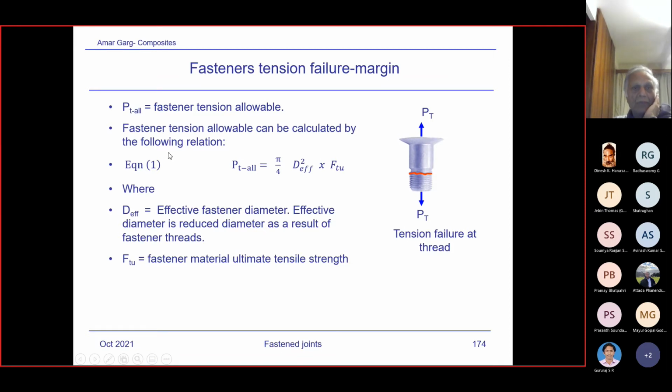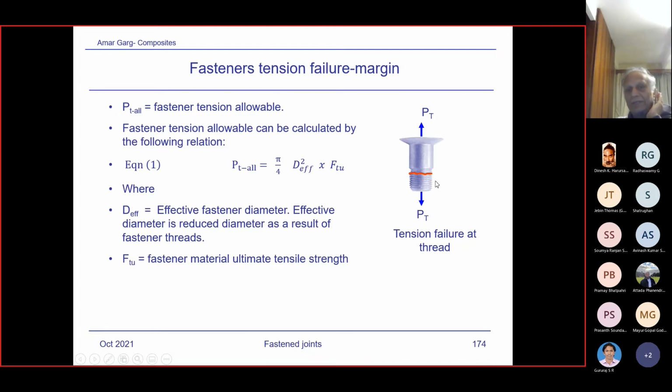So considering this, fastener tension allowable can be calculated by the following equation. P_T allowable is equal to pi by 4 D effective squared times the allowable stress. Now I've said D effective rather than the shank diameter, because the nominal diameter is the shank diameter over here. But near the fastener thread, you can see there's some reduction of the area.